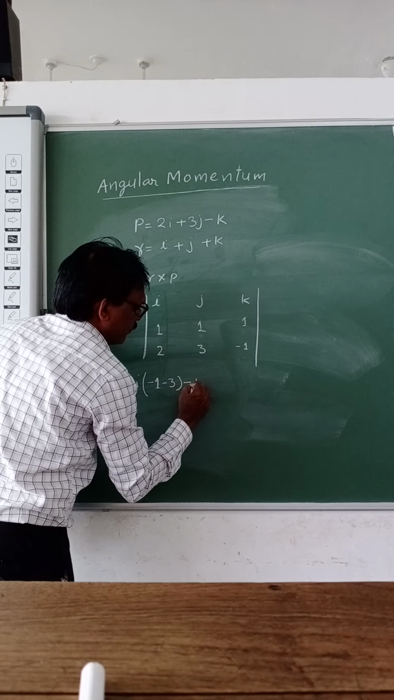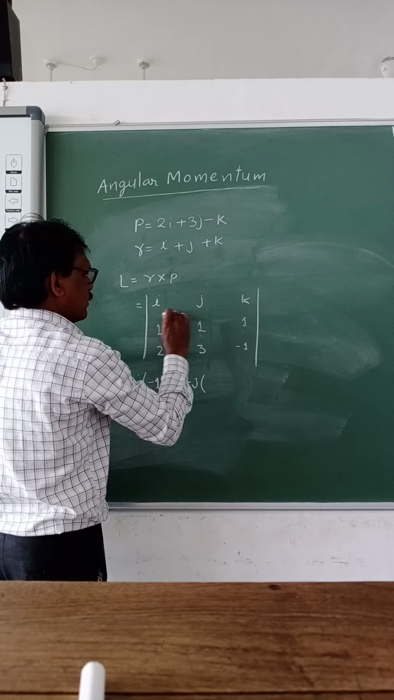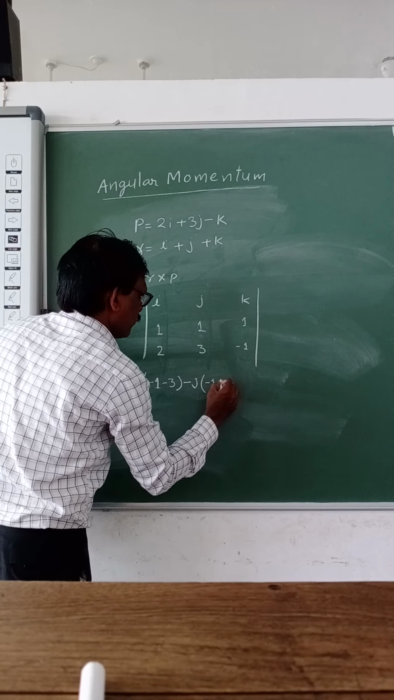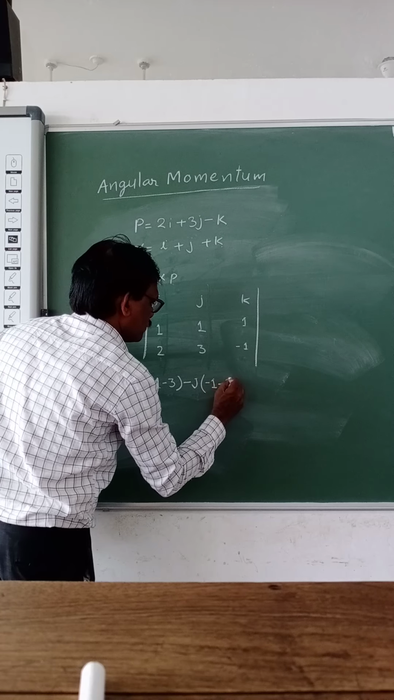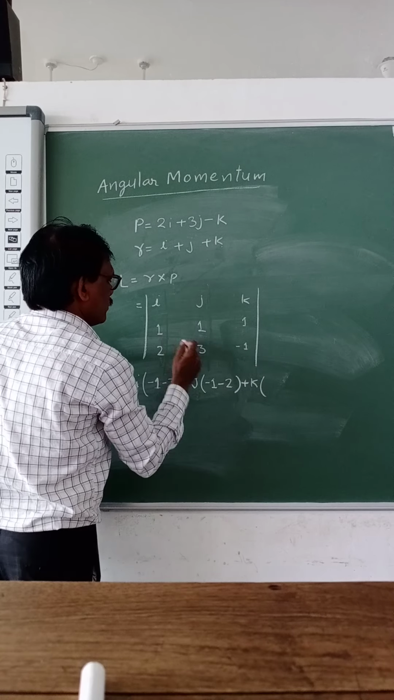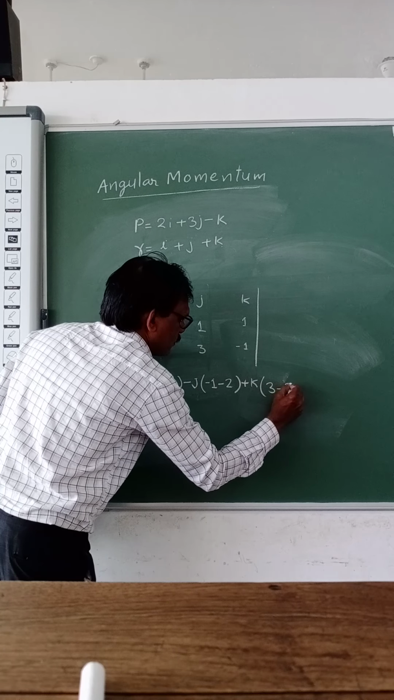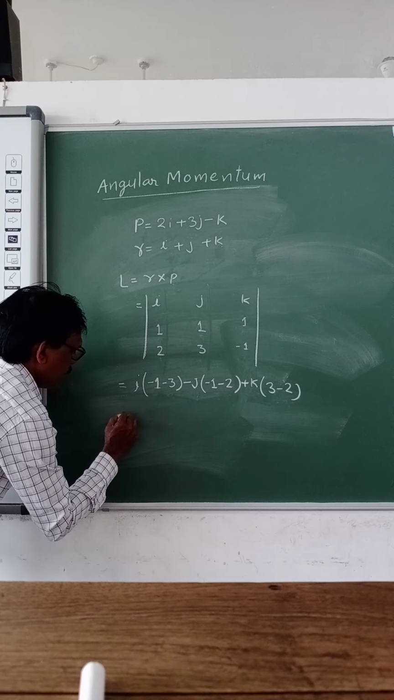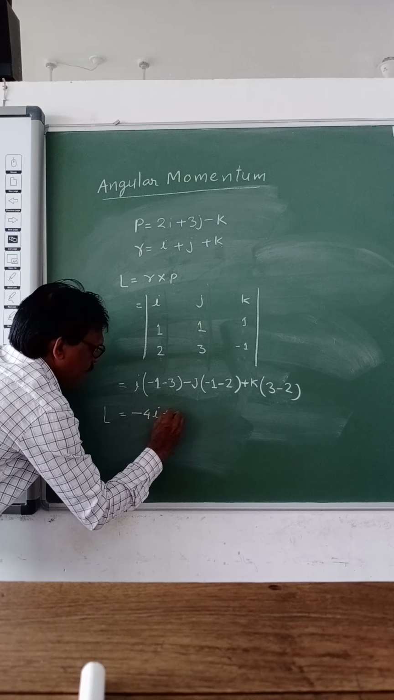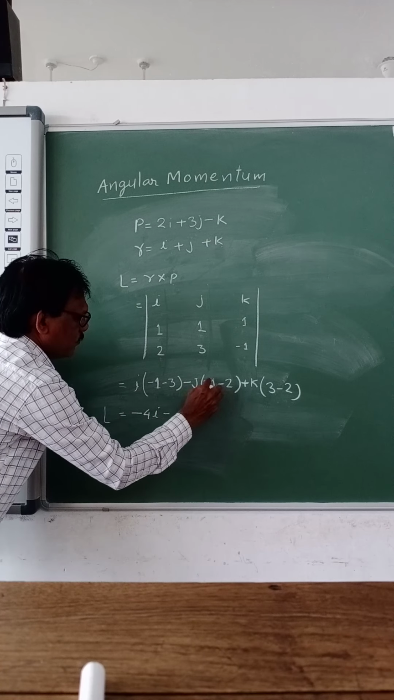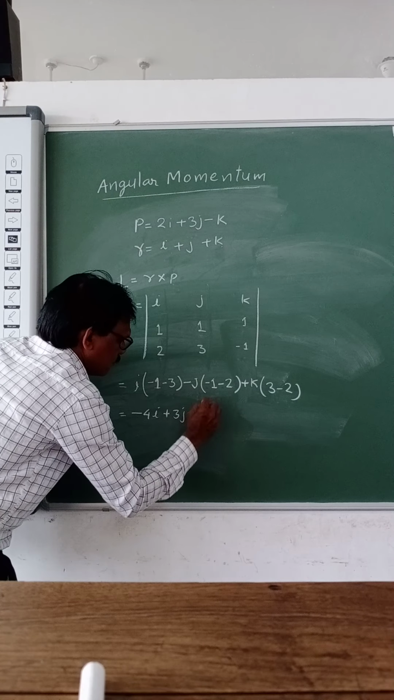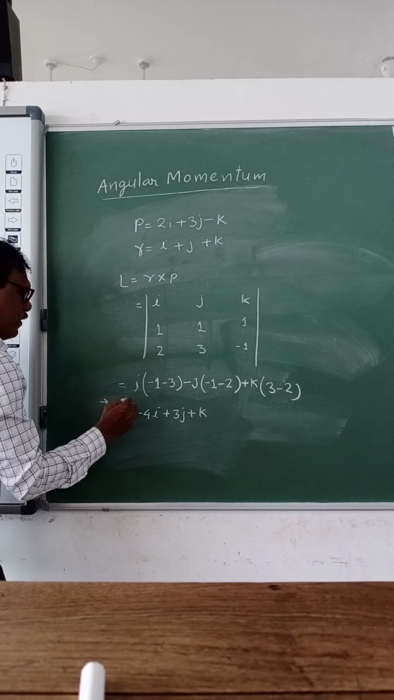Then for j, it will be minus. Leave this row and this column: 1 into minus 1, minus 2 into 1, which gives minus 3, so it is plus 3j. Plus k, it will be 1 into 3, minus 2 into 1, so plus k. The final answer is angular momentum L equals minus 4i plus 3j plus k. This will be the angular momentum of the vector.